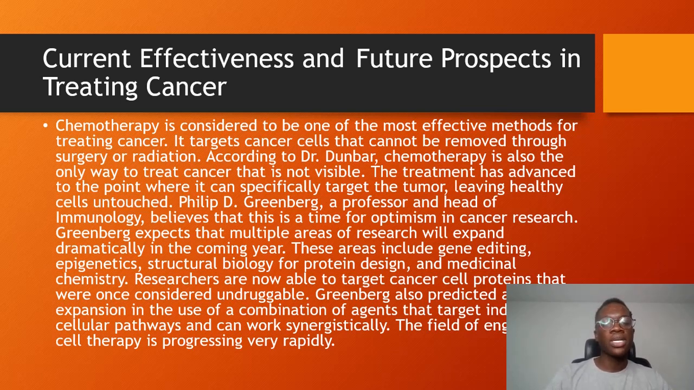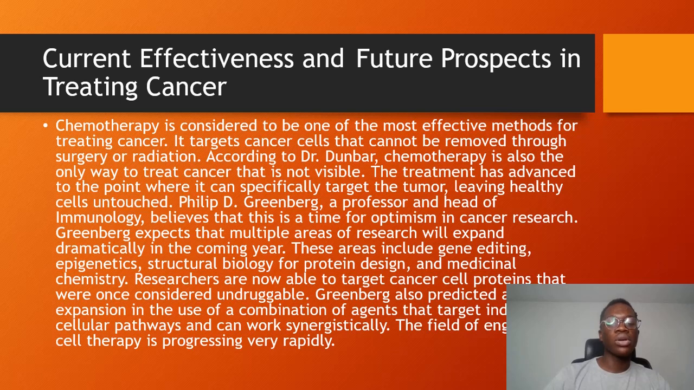Now, current effectiveness and future prospects in treating cancer. Chemotherapy is considered to be one of the most effective methods for treating cancer. It targets cancer cells that cannot be removed through surgery or radiation. According to Dr. Dunbar, chemotherapy is also the only way to treat cancer that is not visible. The treatment has advanced to the point where it can specifically target the tumor, leaving healthy cells untouched.